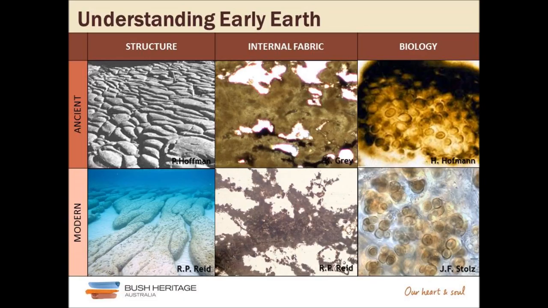The middle column is internal fabric. This is a 600 million year old internal fabric from a stromatolite in the Pilbara. The bottom row is an internal fabric from a modern Hamelin Pool stromatolite. You can see that it's not really grainy, it's got that internal micritic framework, very similar to a 600 million year old stromatolite. And in the final column, we've got the biology.